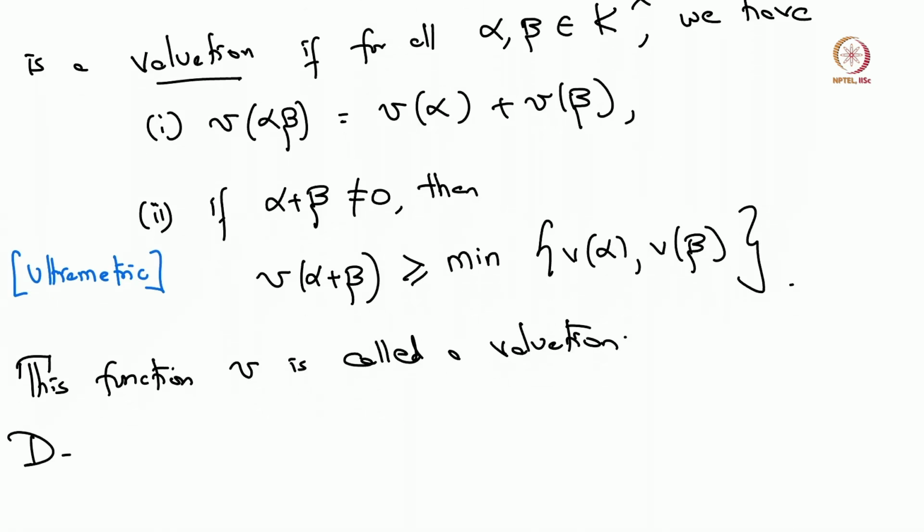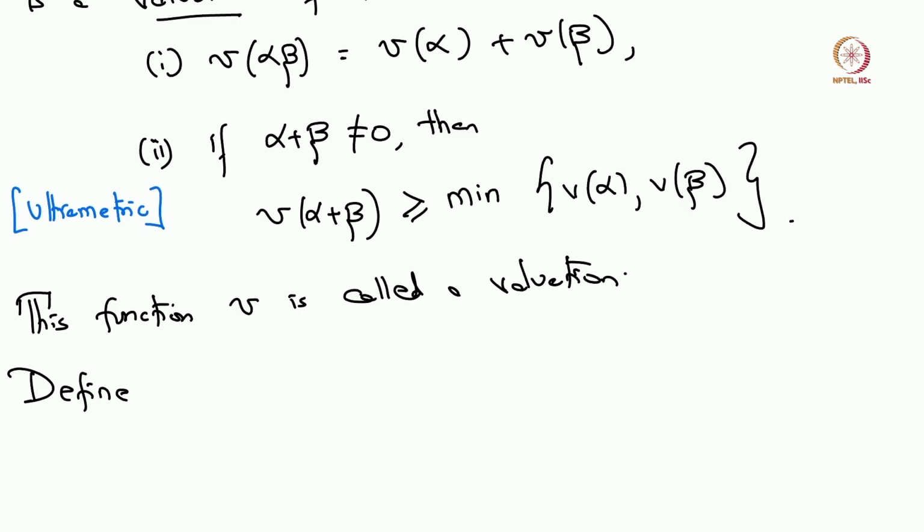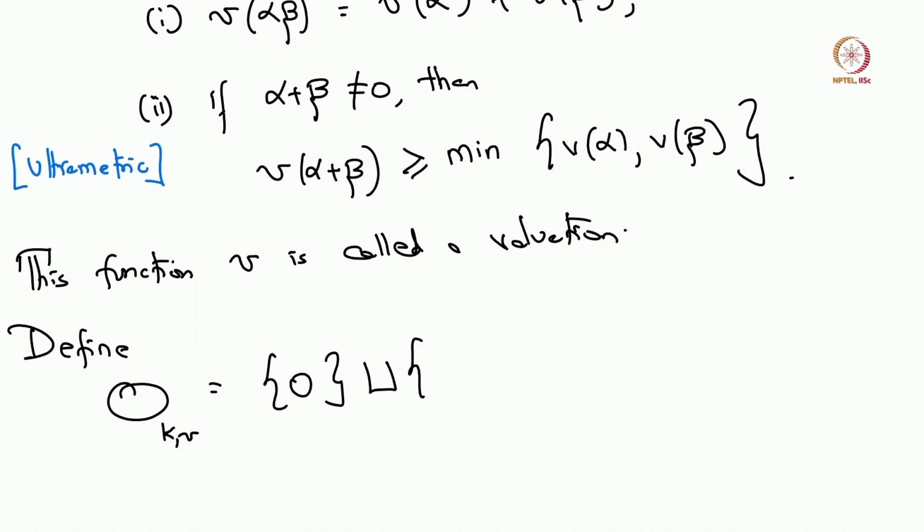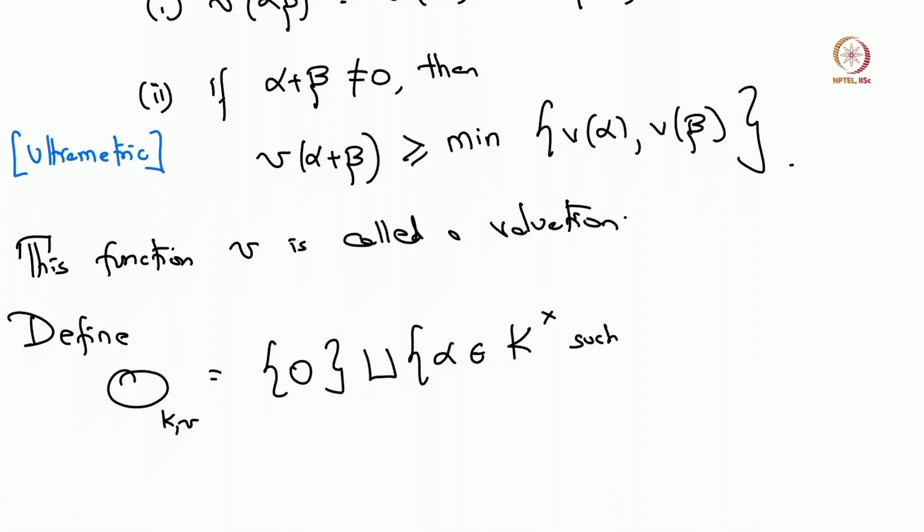And associated to this valuation, I'll define the set O. It depends on this function V and this field K. It consists of 0 and all the elements in K star with the property that its valuation is larger than or equal to the identity element of gamma.